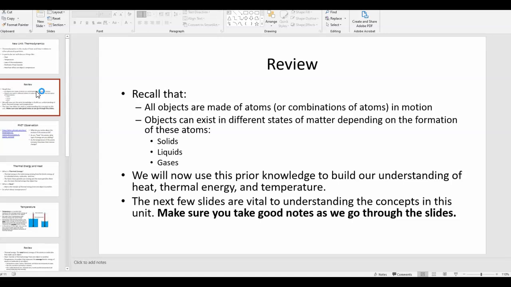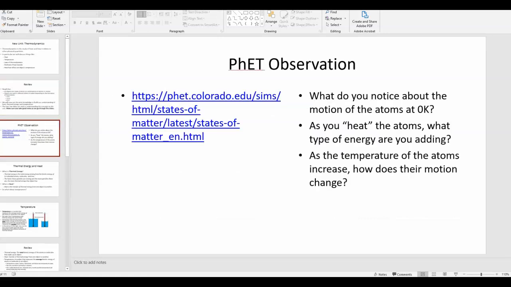With that in mind, we're going to use this prior knowledge to build our understanding of heat and thermal energy and temperature. So please make sure you take really good notes as we go through these slides, because again, a lot of this unit is things that you just need to know or understand rather than calculation based. We're going to start off by taking a look at a simulation.